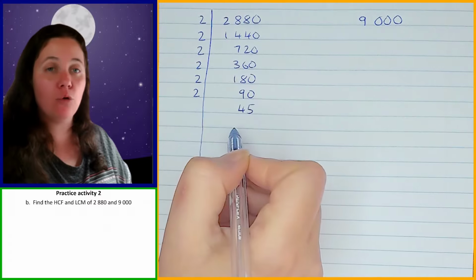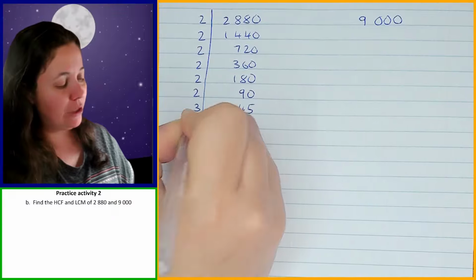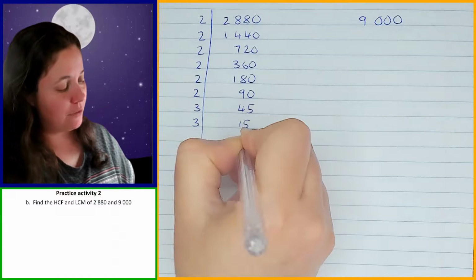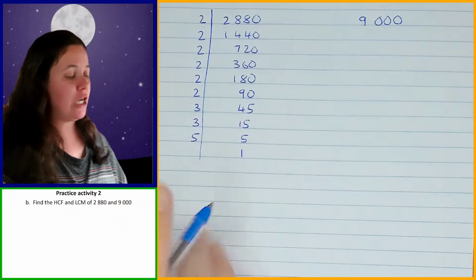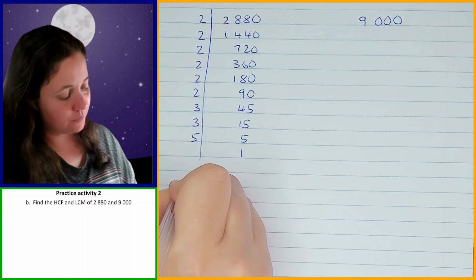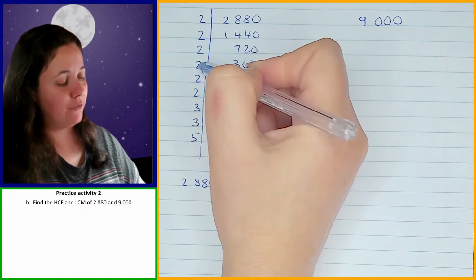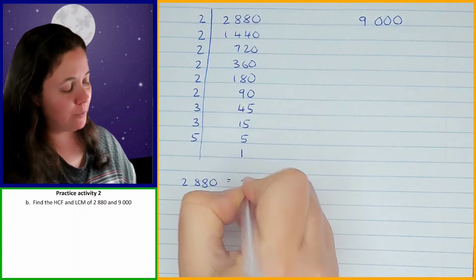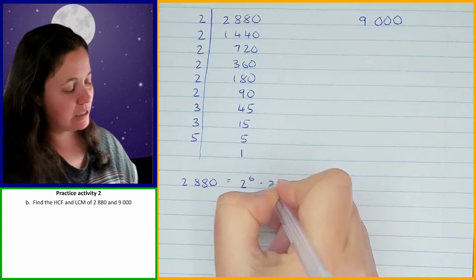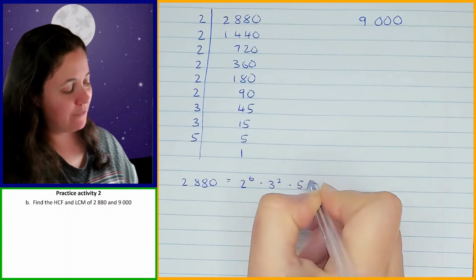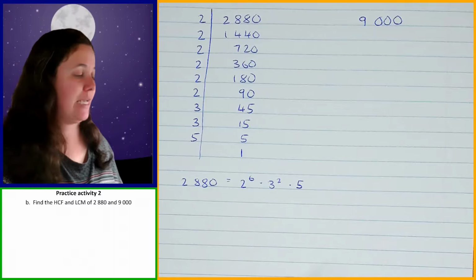Now it's not even anymore, so now I'm going to divide by 3. That gives me 15. 3 goes into 15 5 times, and then I'm going to divide by 5, and that gives me 1. So 2,880 is the same as 2, 2, 2, 2, 2, 2, 3, 3, 5. So that's 2 to the power of 6 multiplied by, there are 2 3s, so 3 squared multiplied by 5. So that's what you should have got for 2,880.